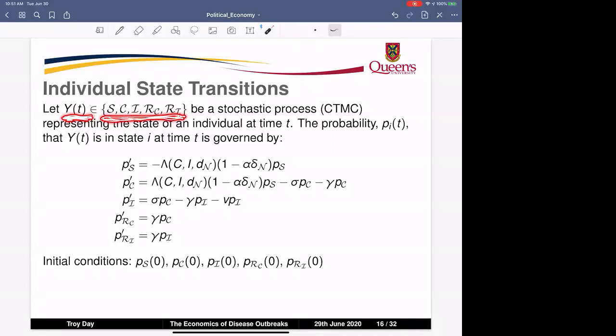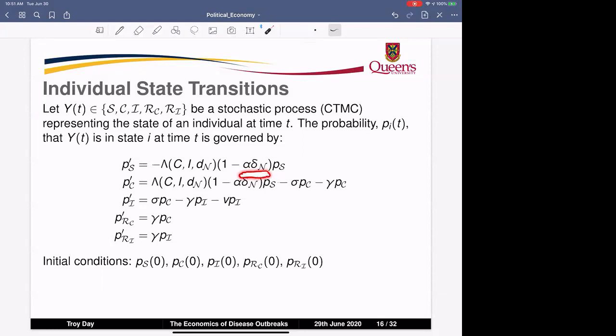You can think of this as the state of an individual. They can be susceptible, in the C class, in the I class, or in either of the recovered classes. We're going to set up this system of differential equations here that keeps track of the probability that an individual is in each of those different states over time. So we obviously need to start with some initial probabilities, and once we have those, we can use this system here to track the probability of an individual being in those different states as a function of the decision it makes about its distancing strategy.